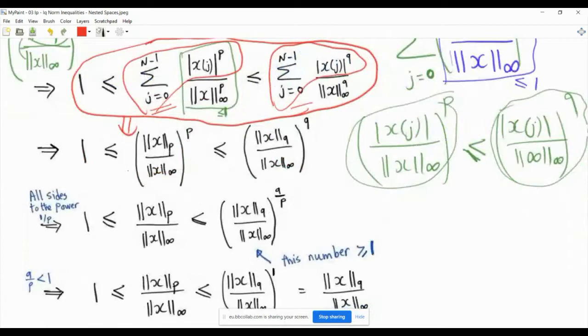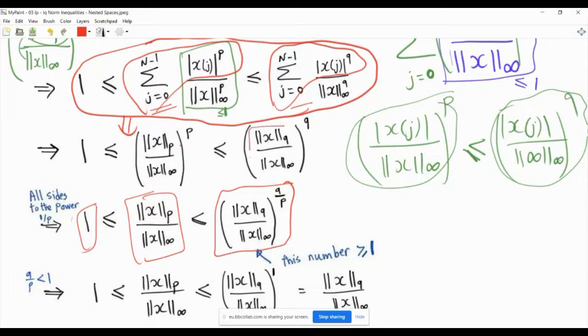Now what you do is raise everything to the power 1 over p. All the sides are positive numbers, so you raise each term to the power 1 over p. 1 remains 1. This becomes the LP norm divided by the L infinity norm, and this becomes the LQ norm divided by the L infinity norm, and now it is raised to the power q over p.